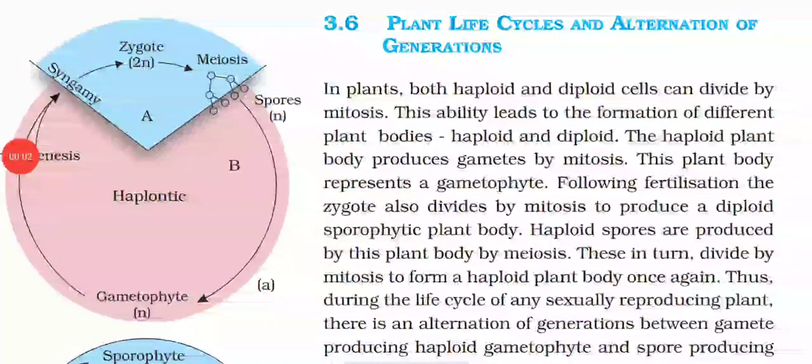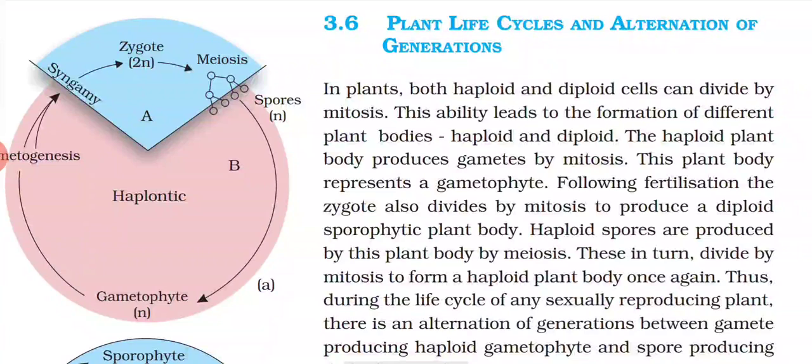Now we have the plant life cycle and alternation of generation. In plants, both haploid and diploid cells can divide by mitosis. Whether the cell is haploid or diploid, it will divide by mitosis. This ability leads to the formation of different plant bodies. So it will produce two types of plant bodies: one will be haploid and the second will be diploid.